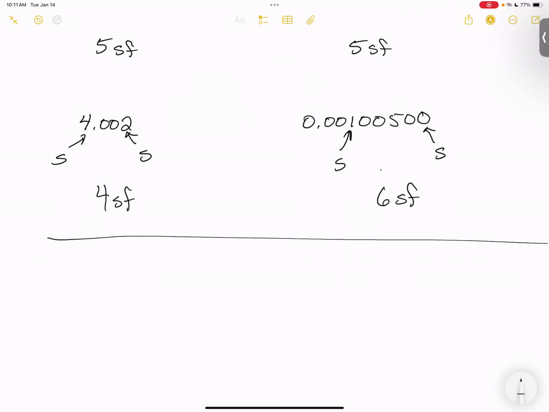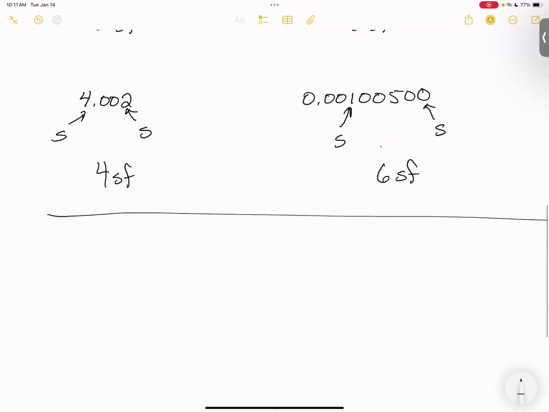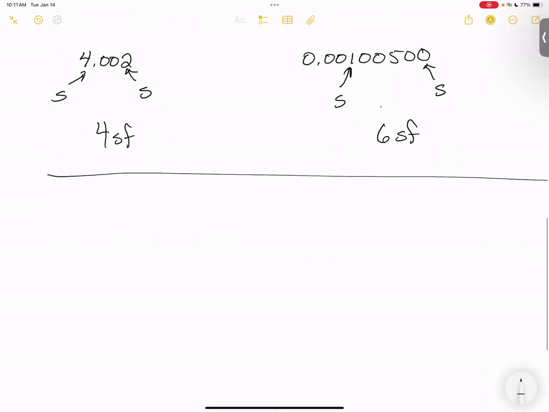Now, the next 2 rules are, the first rule deals with scientific notation. Scientific notation is anything where you have taken a number and multiplied it by 10 raised to some power.